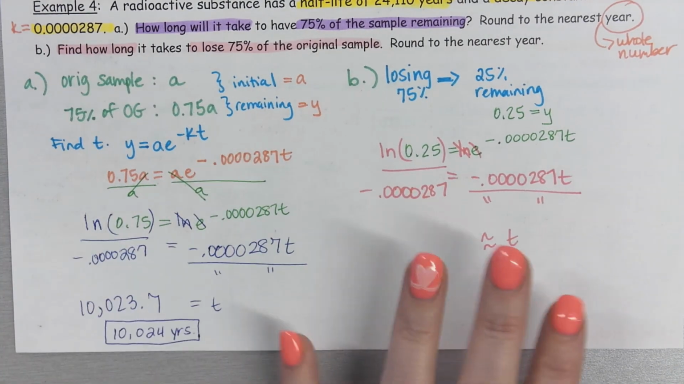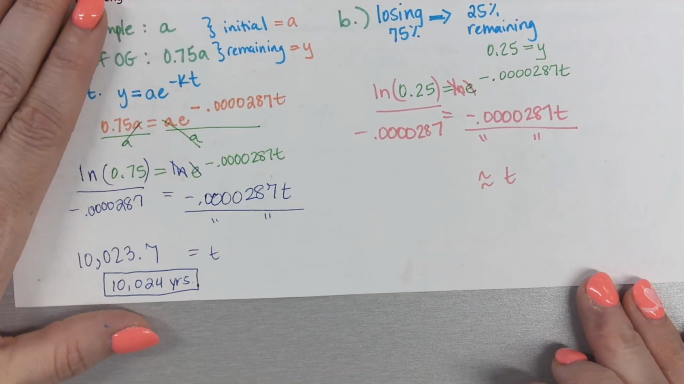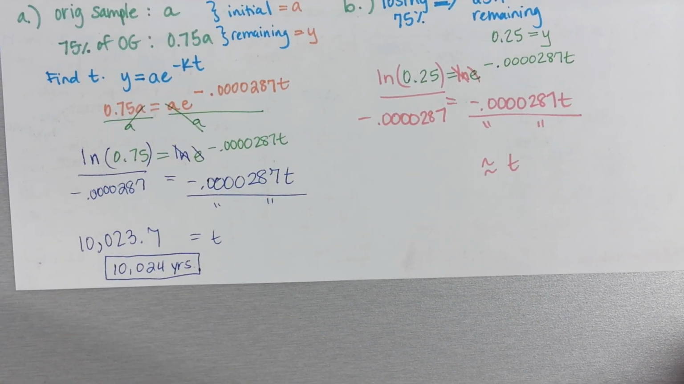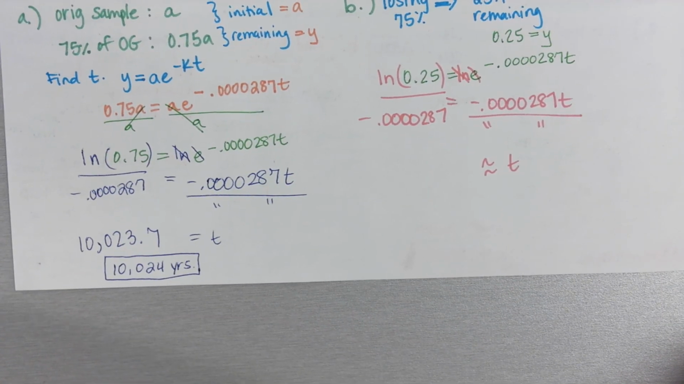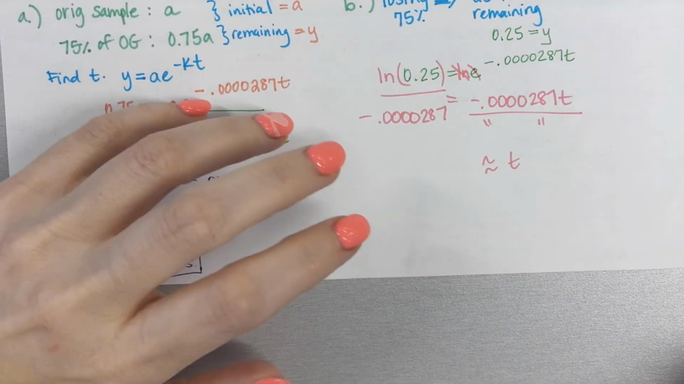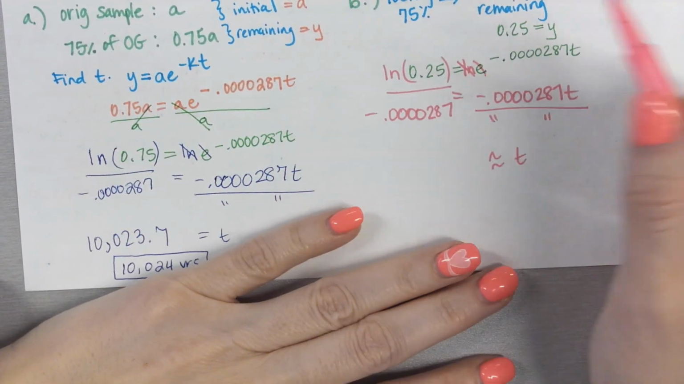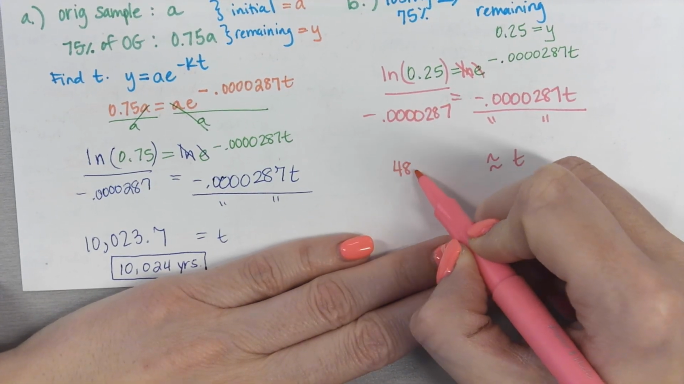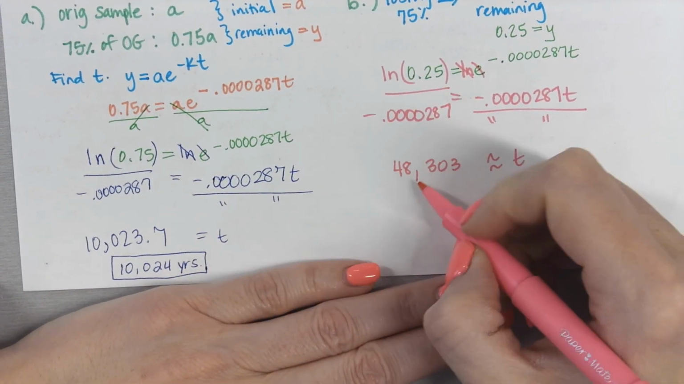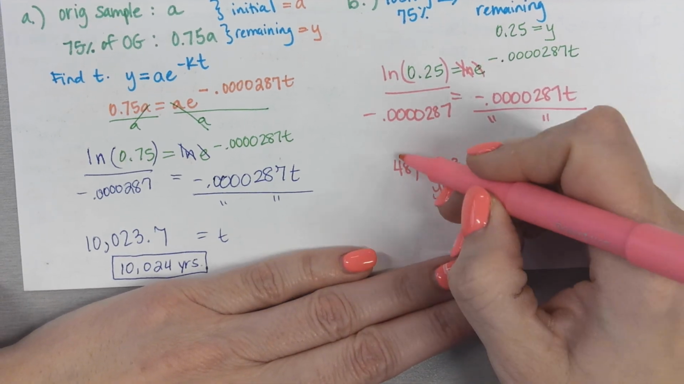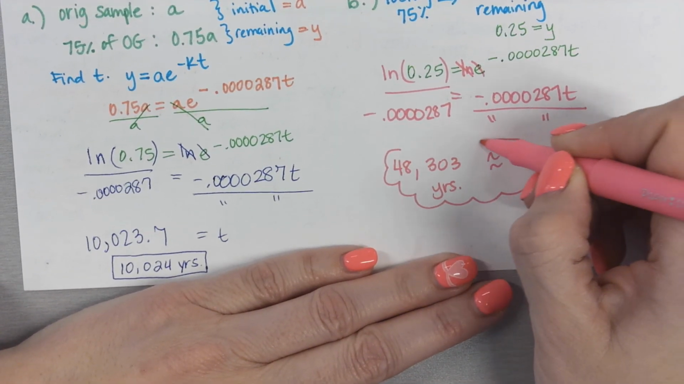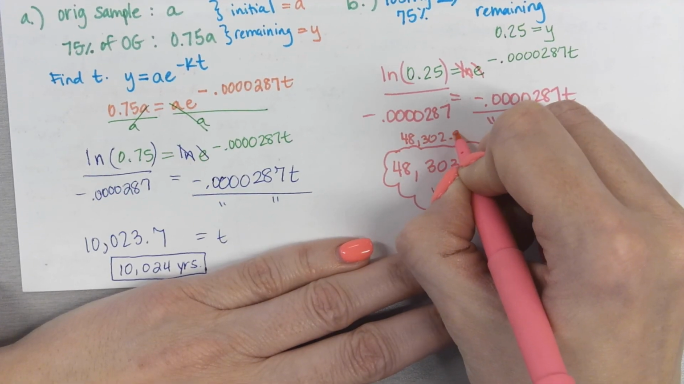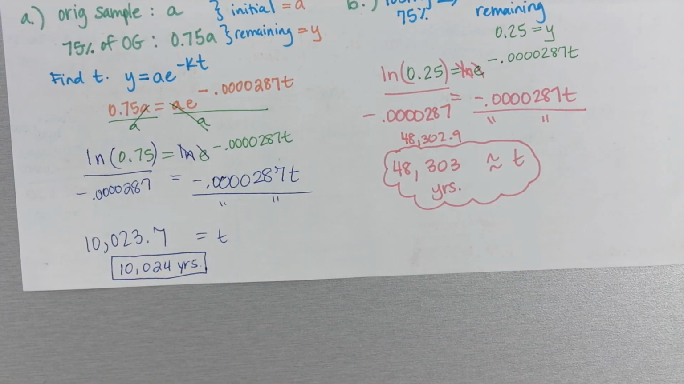The more you practice this, the easier it's going to become. It is a very similar process over and over again. And then, Jack, when you get your final answer, will you tell me what you got? 48,303. Yep, 48,303 years. Yeah, so you got the 302.9, and that's how it's going to round.